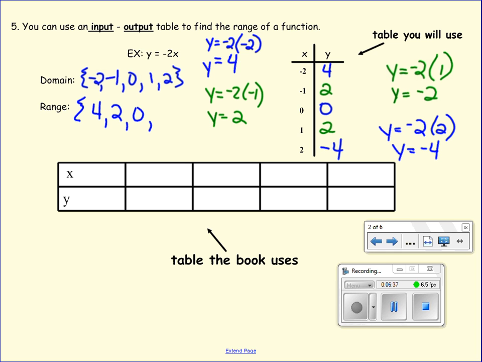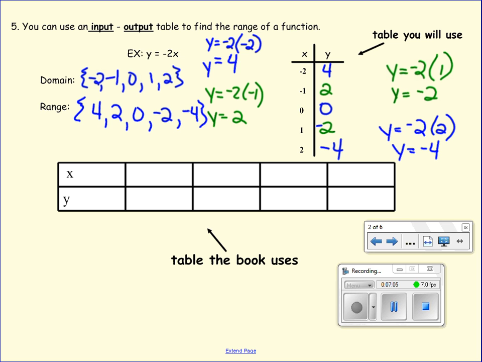And by looking at this right now, I'm noticing an error because I have 2 positive numbers too. So if my input was a positive 1, my output would be a -2, so I need to put a -2 there. And then -4.